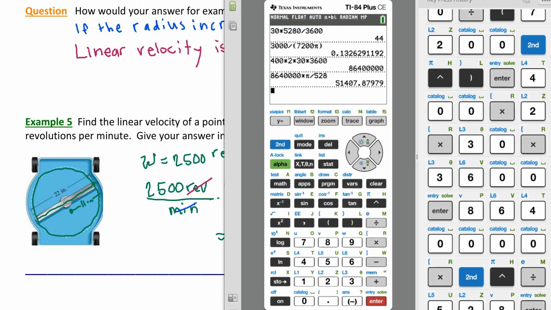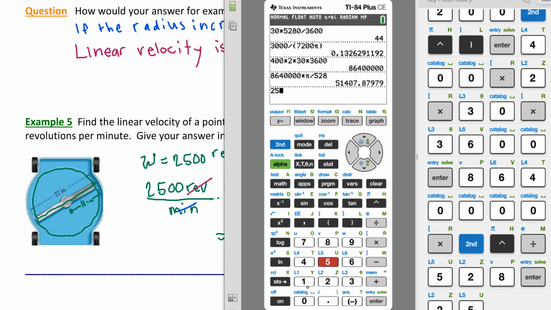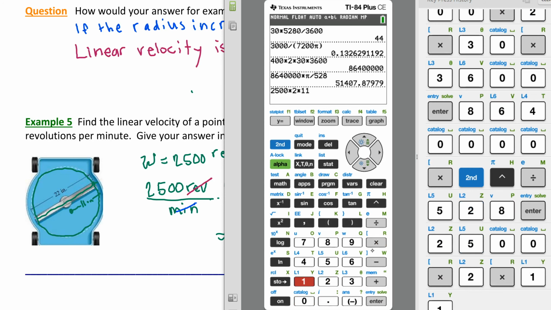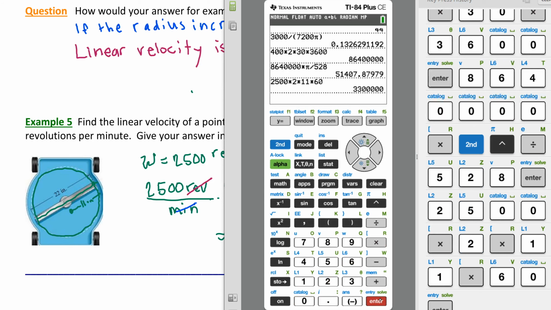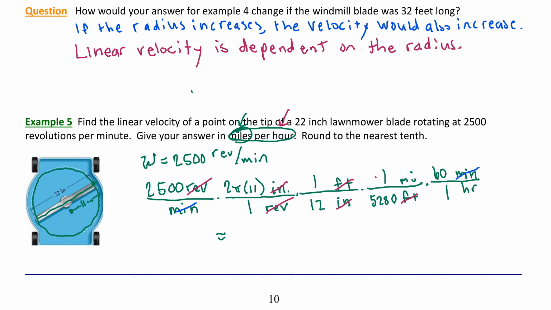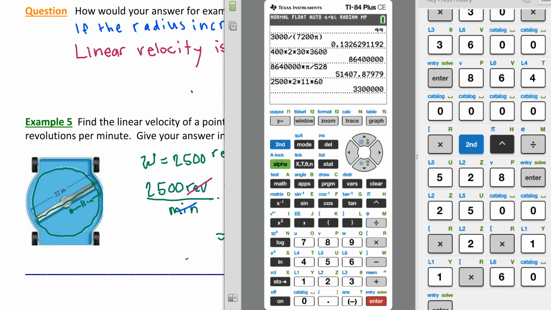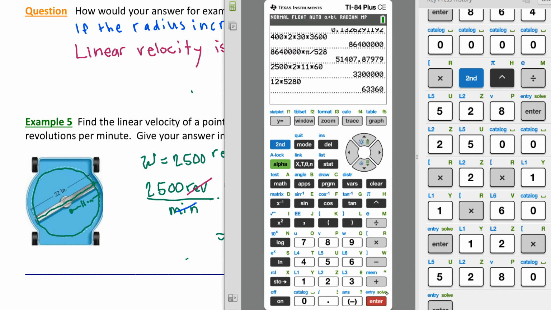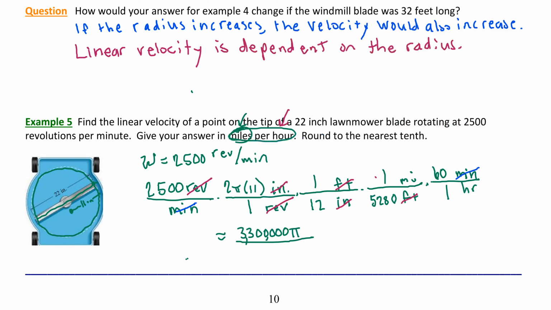So let's evaluate 2,500 times 2 times 11 times 60. Remember, I'm leaving out the pi. In the numerator, looks like we have a 33 followed by 5 zeros. That's 3,300,000. Don't forget we had a pi there as well, and in the denominator we need to evaluate 12 times 5,280. That gives us 63,360.